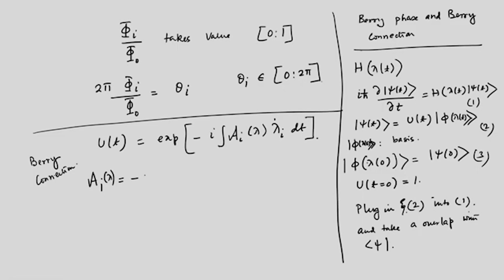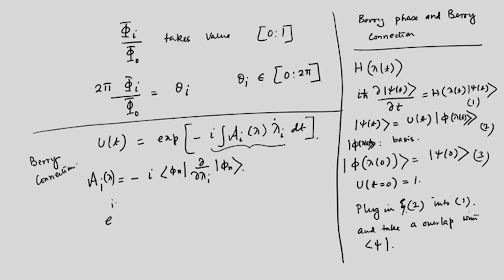It is of course a vector quantity, it is minus i, and you have phi_n, del lambda_i, and phi_n, and so on. So, this is your Berry connection which enters in the integrand and inside the exponent of this U of t, and particularly this quantity is called a Berry phase.